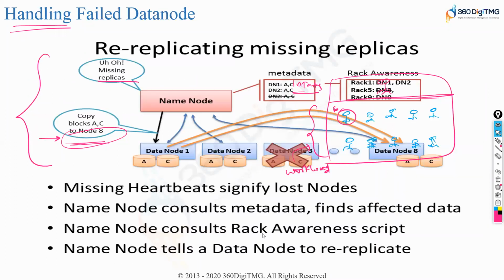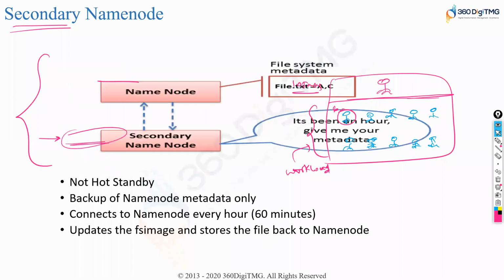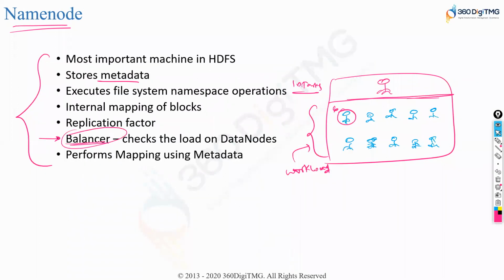Then we also have replication and save. Okay, fine. We'll stop here. We'll start data nodes tomorrow. And then we'll also have to discuss balancing. We also talk about something called safe mode. We'll talk about secondary name node, replication factor maintenance, right? All this we will cover tomorrow.